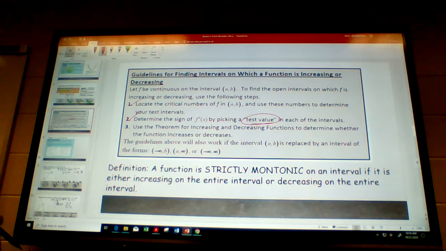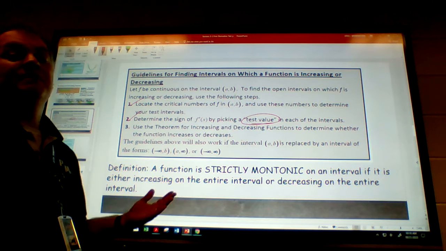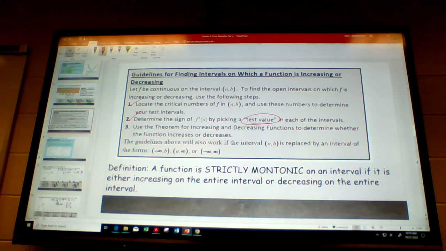All right. Now, a function is strictly monotonic on the interval if it is either increasing on the entire interval or decreasing on the entire interval. Basically, if it increases throughout, it's monotonic. If it's decreasing, it's monotonic. So that means it doesn't change.